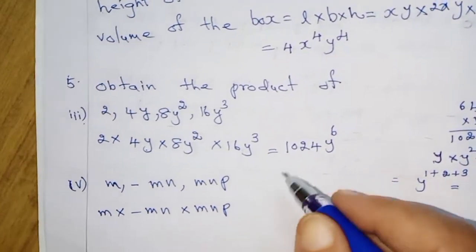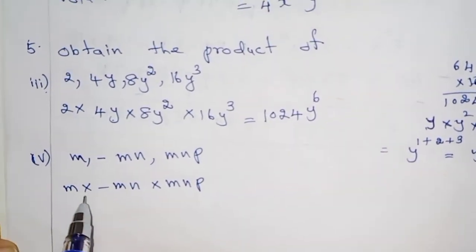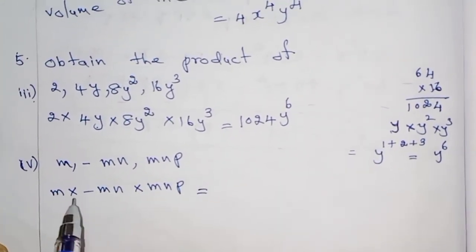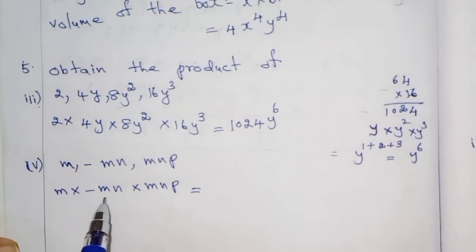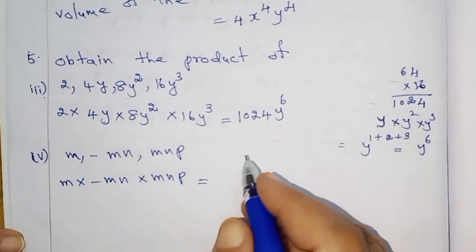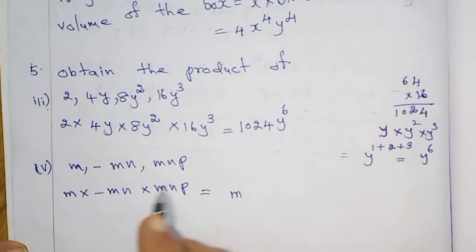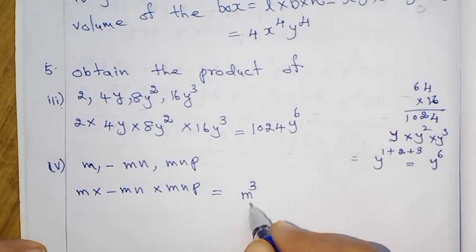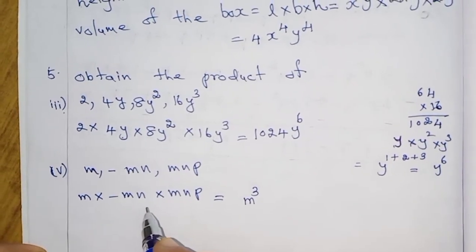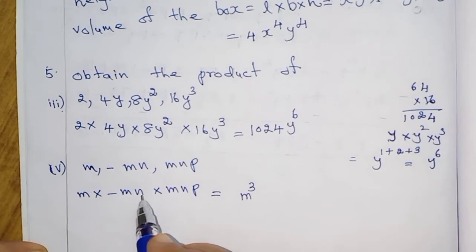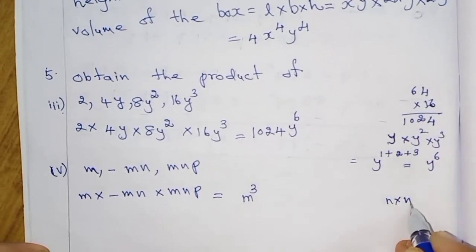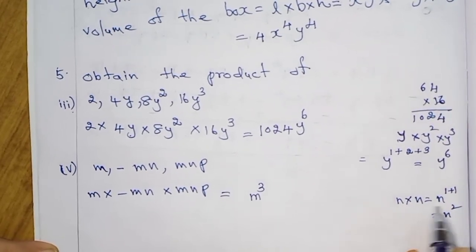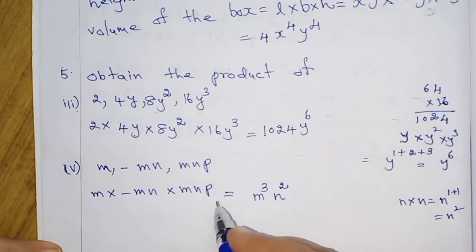Now look at this. m into minus mn into mnp. So here, 1, 2, 3, 3 m's are there. So it is 1 plus 1 plus 1, so it is 3. So m cube. Then n. Here n into n is equal to n square. That is n to the power of 1 plus 1, that is equal to n square. So it is n square. Here we have only p.